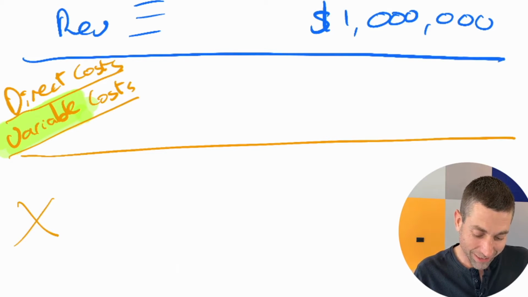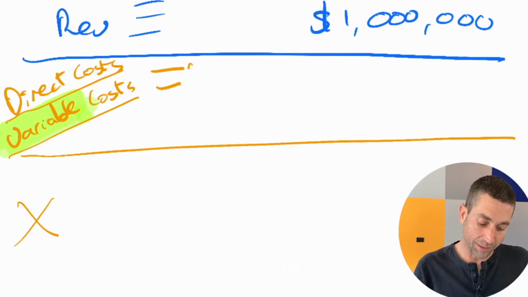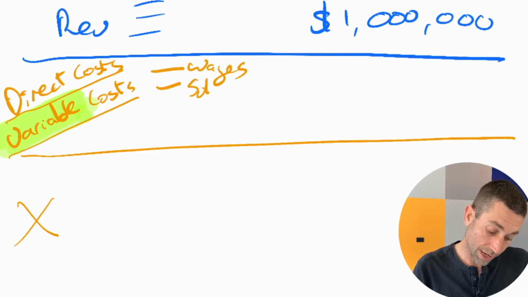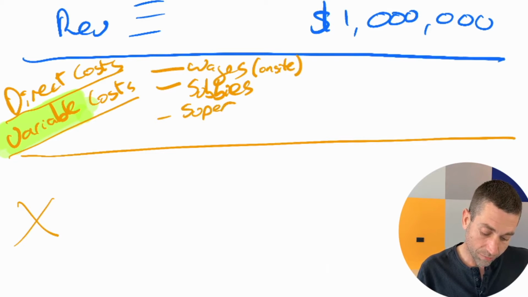So everything that goes in here is going to be your wages, your subbies, super. This is for wages for on-site staff, by the way. If you've got admin team, it's not in there. Your super, for your on-site staff.